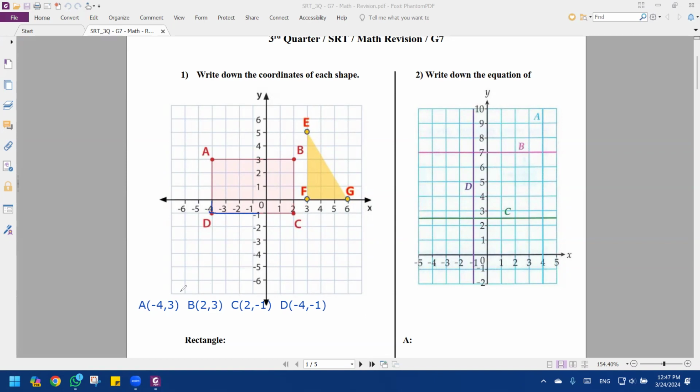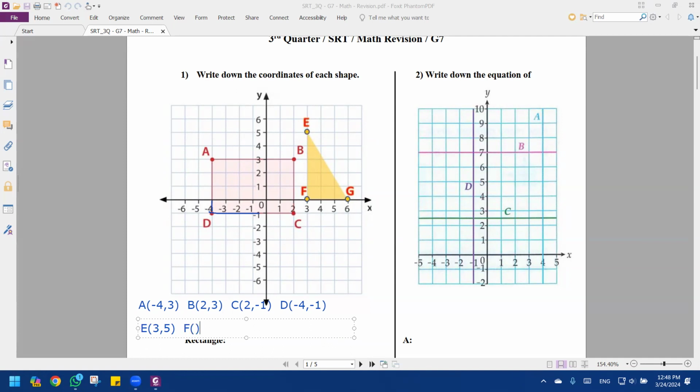So that was for the rectangle. You should write these answers in the rectangle part. Then I have the triangle. Let me continue here. So E, the point E, the x value for E, you go down, it's 3. The y value, you go to the left, is 5.